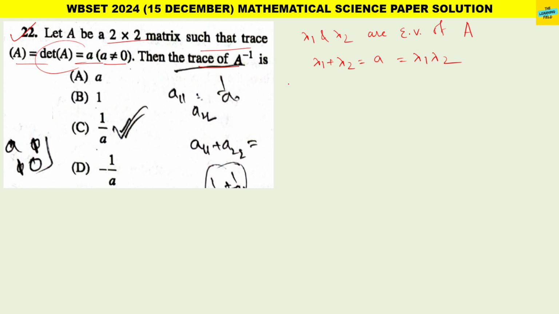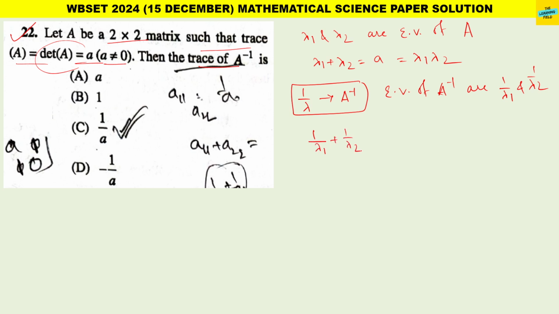Now we know that if lambda is an eigenvalue of A, then 1 by lambda is an eigenvalue of A inverse. That means the eigenvalues of A inverse are 1 by lambda 1 and 1 by lambda 2. So we have to find the trace: 1 by lambda 1 plus 1 by lambda 2 is equal to lambda 1 plus lambda 2 by lambda 1 lambda 2. What is the answer? Okay, option B here.